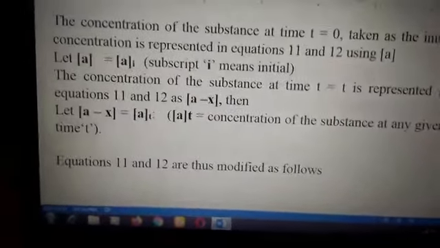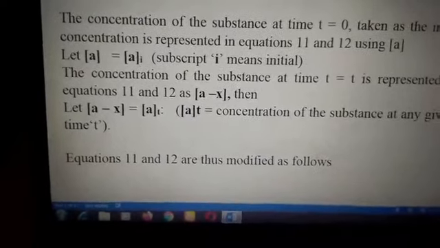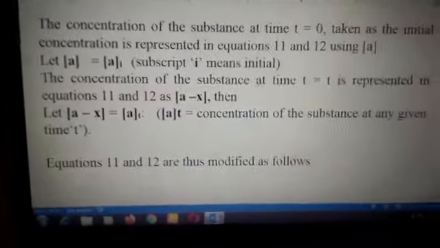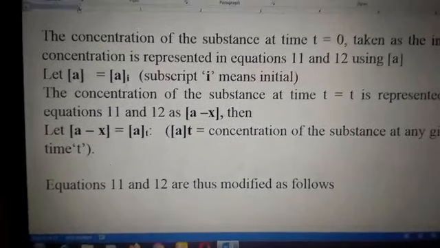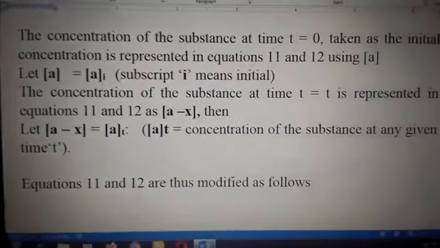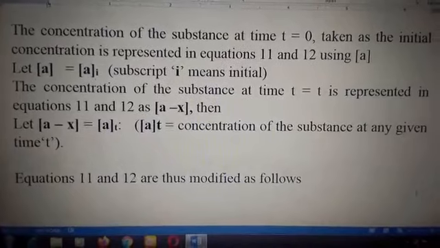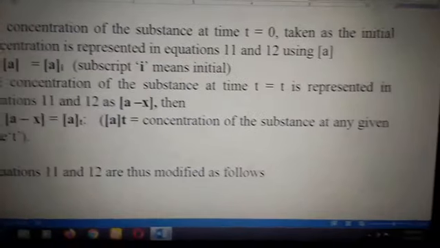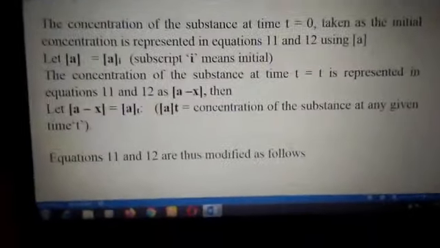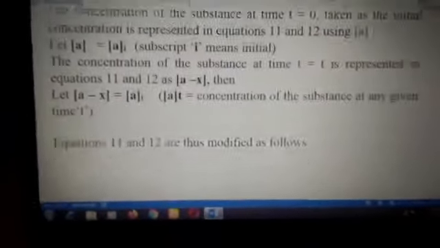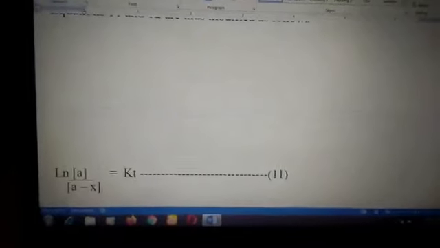Then in our modified equation, let A minus S be equal to [A]t, where [A]t represents the concentration of the substance at any given time. So we're going to now change equation 11 and 12 to a different form. Equation 11 and 12 are modified as follows.